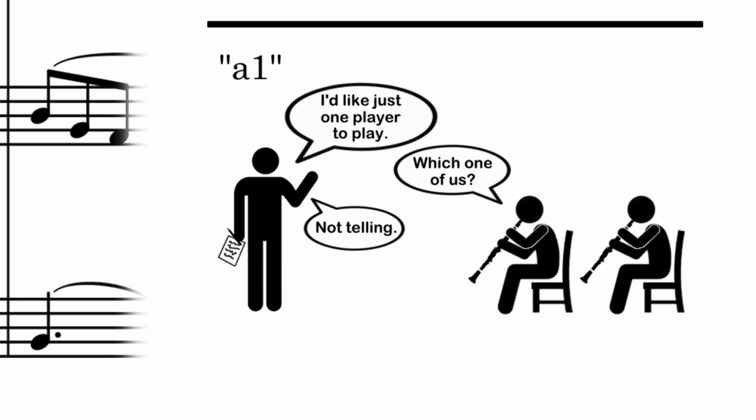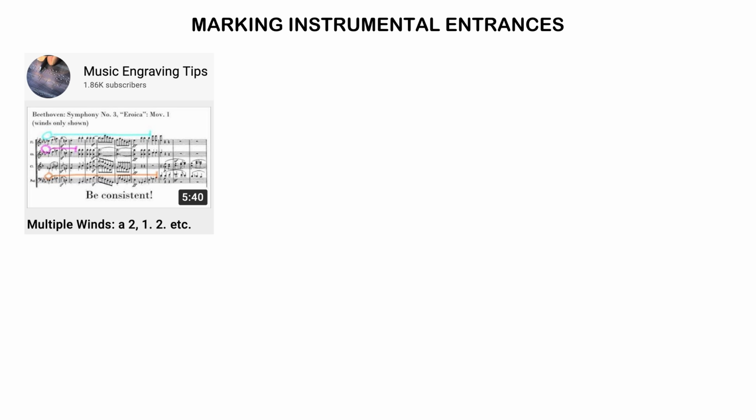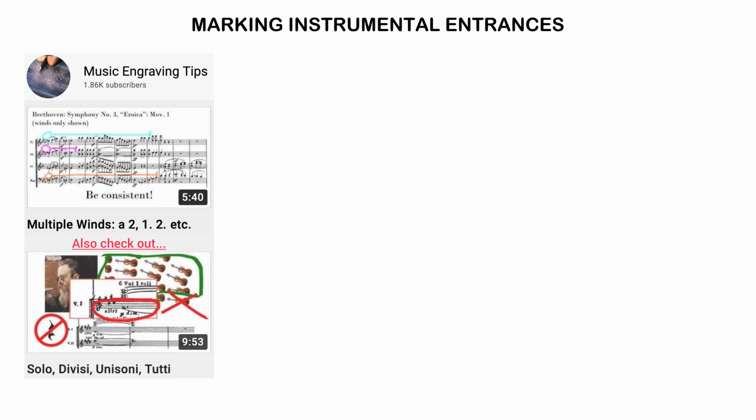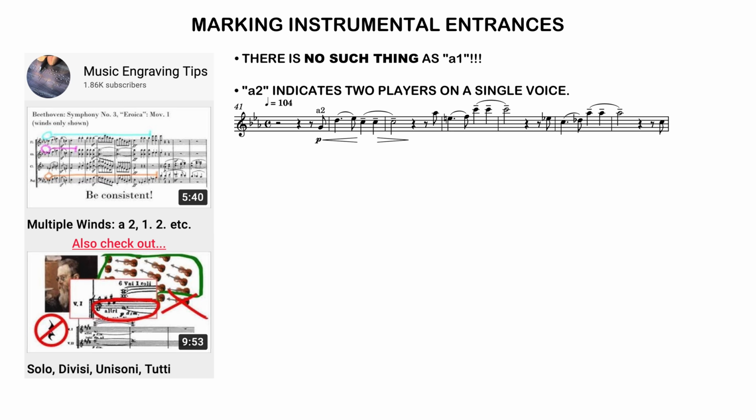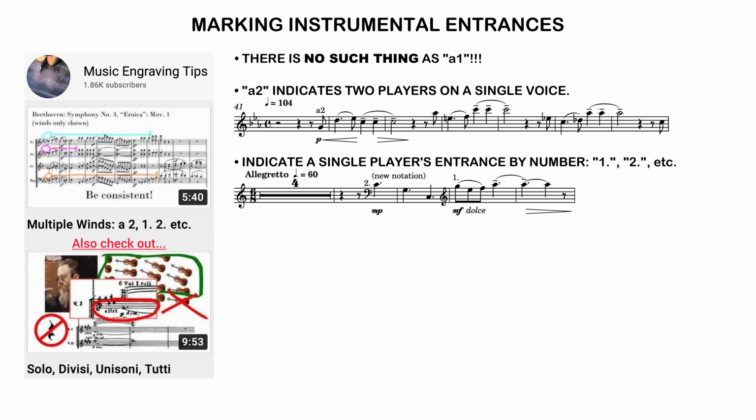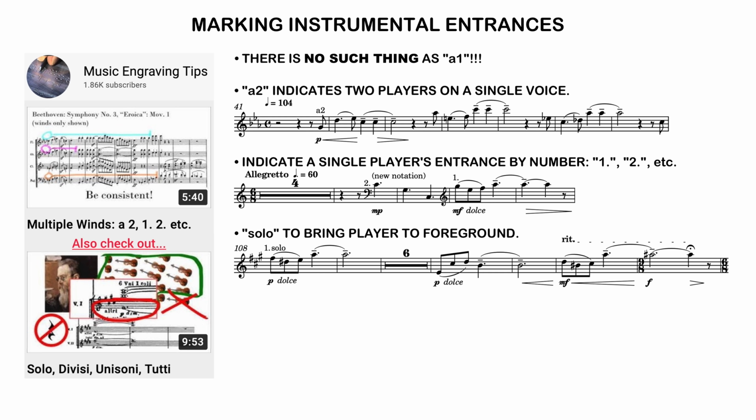This is just one of many problems that I'm seeing when orchestrators and composers don't mark entrances very clearly. There's a great video over on the Music Engraving Tips channel about the proper marking of parts in a score with regard to A2, 1 and or 2, and so on. Very briefly, if you want only one wind or brass player to play on a staff in a full score, mark which player by number, usually 1 or 2 followed by a period. You may add the word solo if you intend that the conductor should balance the orchestra so that the solo part stands out in the foreground of the texture.